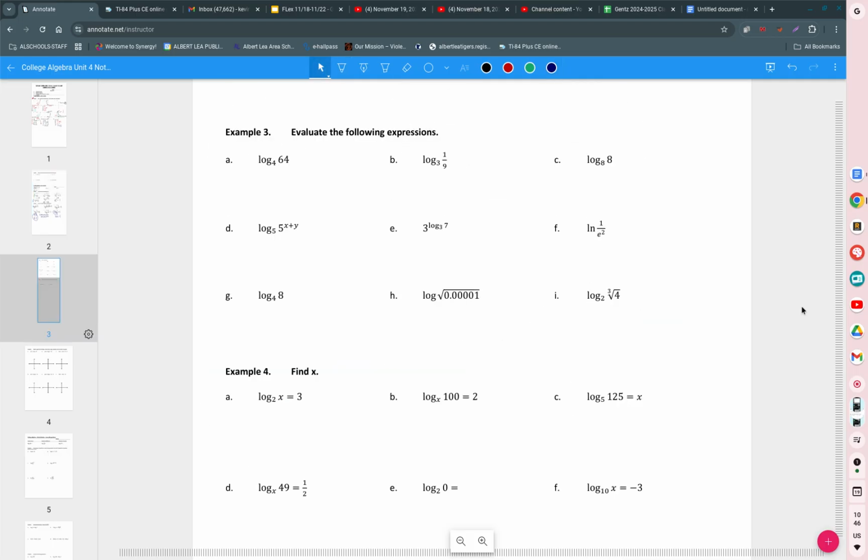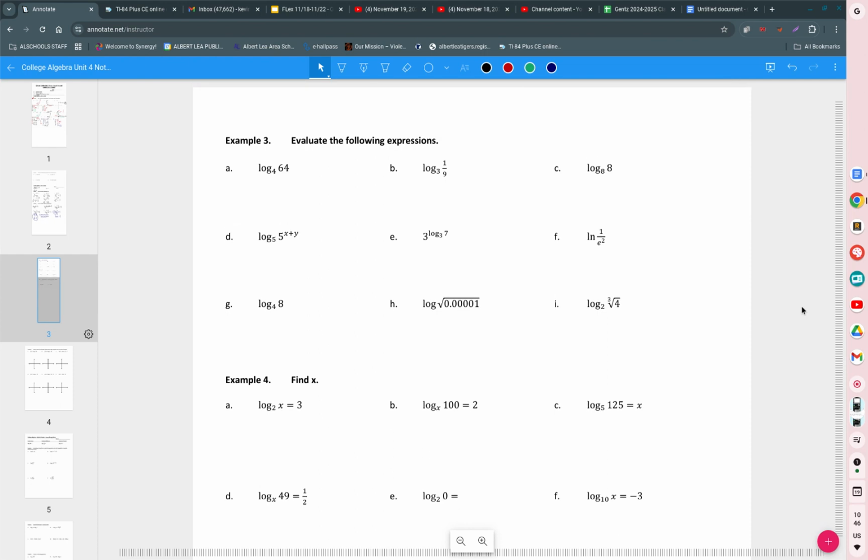Okay, now, this is a section I think is most confusing for people. Evaluate the following expressions. Log base 4 of 64. That means 4 to what power is 64? 4. Close. 4 times 4 is 16. Times 4 more is 64, so third power.